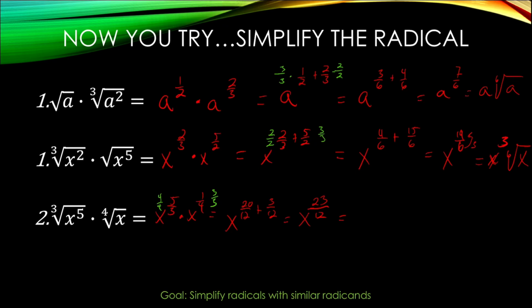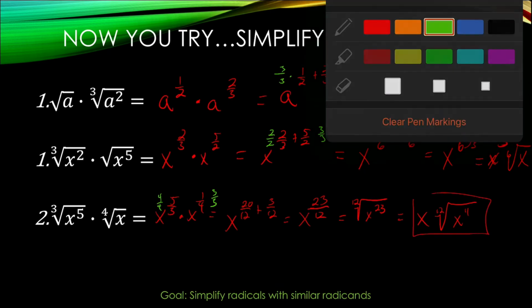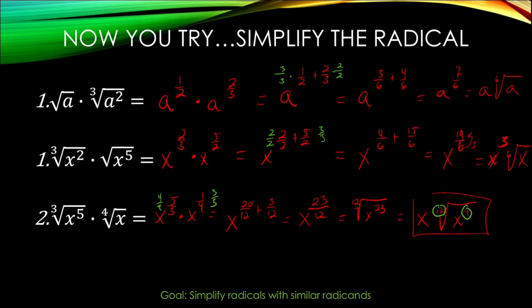Okay, so that can simplify to be the 12th root of x to the 23rd. One x can come out. 12th root of x to the 11th. Notice if I say that 12 and that 11, that will add up to 23. That's where those numbers are coming from.